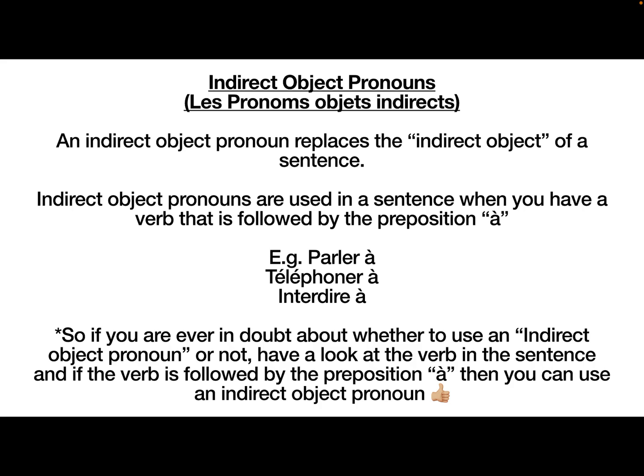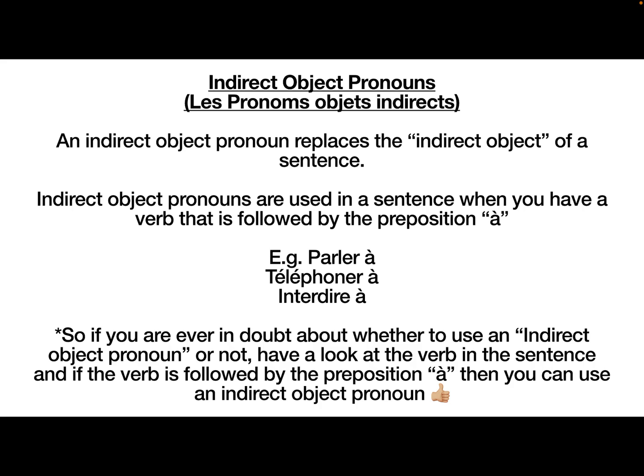Indirect object pronouns are used in a sentence when you have a verb that's followed by the preposition à. This really gives it away when to use an indirect object pronoun, such as parler à, to talk to. We really use an indirect object pronoun when you want to replace people in a sentence, okay? If you're saying to him, to her, to me, to you, etc. Téléphoner à, okay? Now in English we just say to ring my brother, to ring my sister, but they actually say to ring to in French. Interdire à, to ban, to forbid.